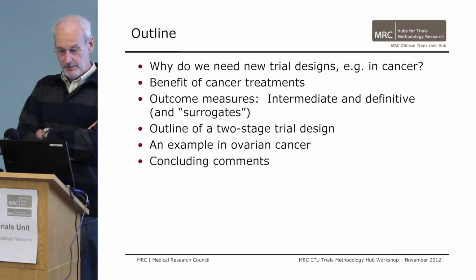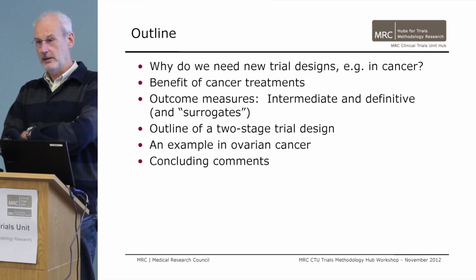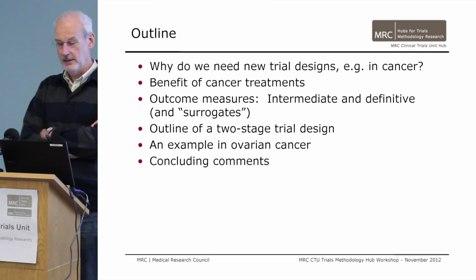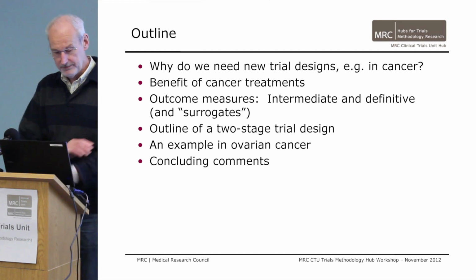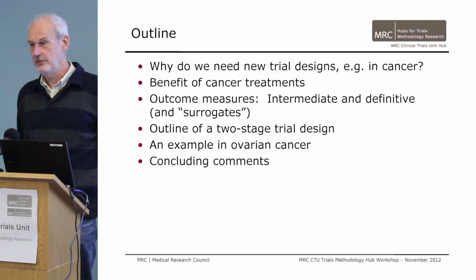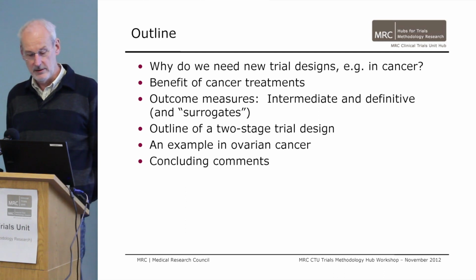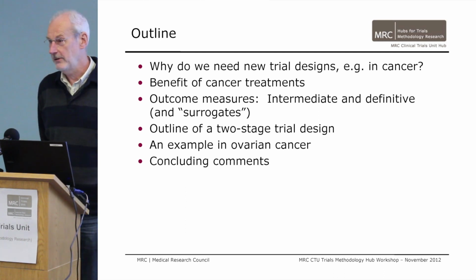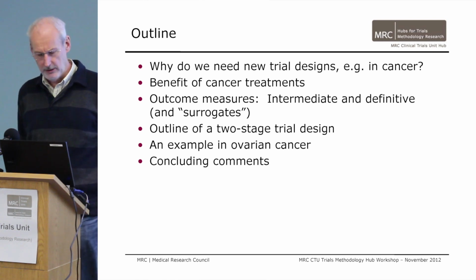I think Max has given a pretty good idea why we need new trial designs, and like Max, most of my practical experience in trials comes from cancer. So there's a little bit of a cancer focus in my talk, but in principle it shouldn't be limited in that way. So I shall say a little bit more about the benefits of cancer treatments, and then I shall go on to talk about outcome measures, which are kind of a critical issue for these MAMS designs. There are two types, as we know. There's the intermediate and the definitive outcome, and Paul has already raised a question about surrogacy and so on, which I shall say a little bit about, but not a lot.